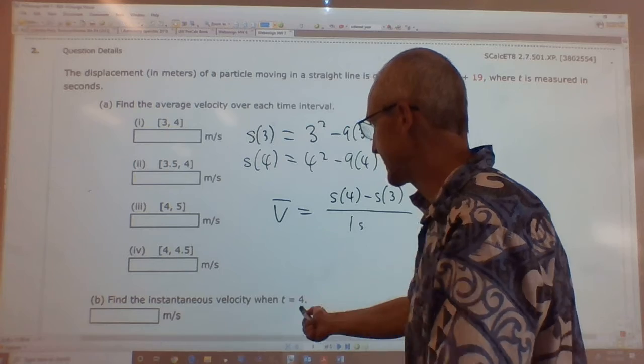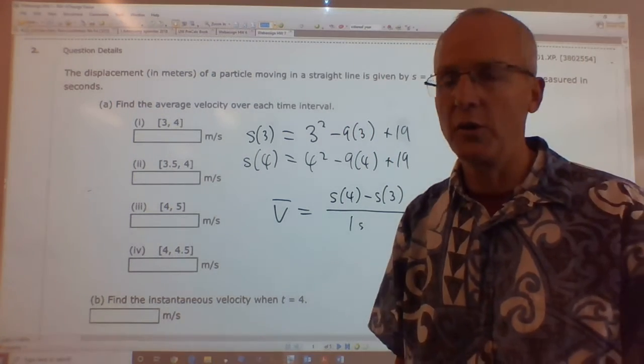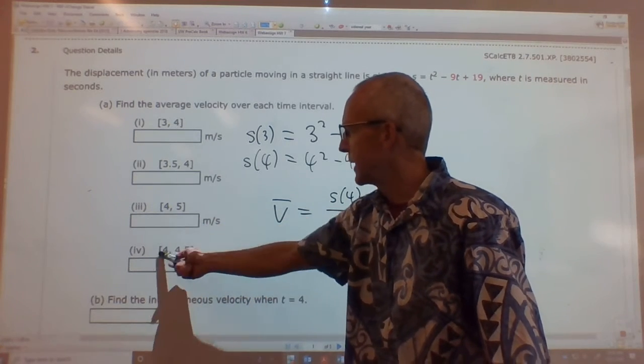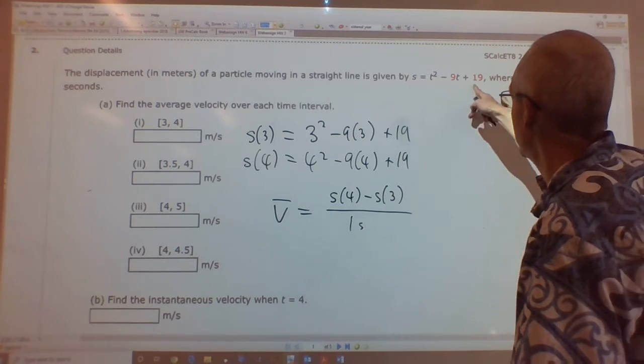And then they say find the instantaneous velocity. That means how fast was it actually going at 4 seconds. And probably you could guess. All these things are right around 4, right? You could probably guess the number. But you could also just take the derivative here.